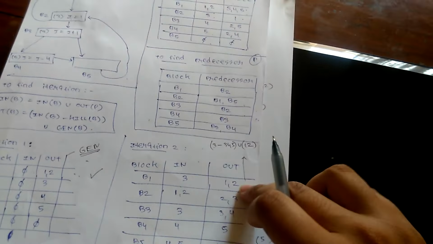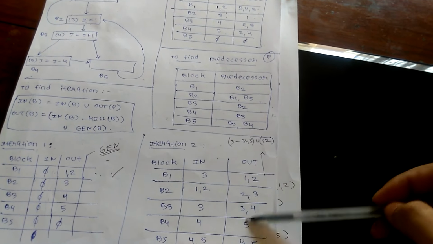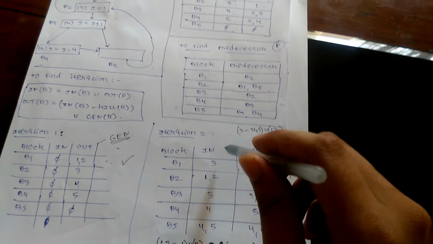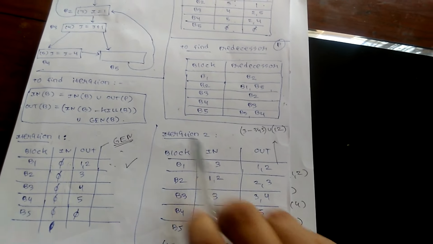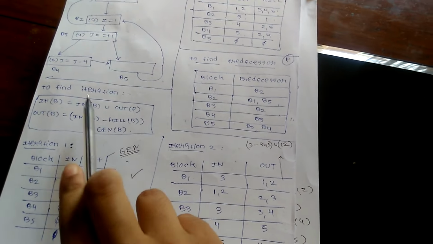Now move to iteration 2. In iteration 2 again we have to construct the block, in and out in the same way. Now what is the formula of in? So in of B will be union of out of P, where B is block and P is predecessor, and out is in minus kill union gen.